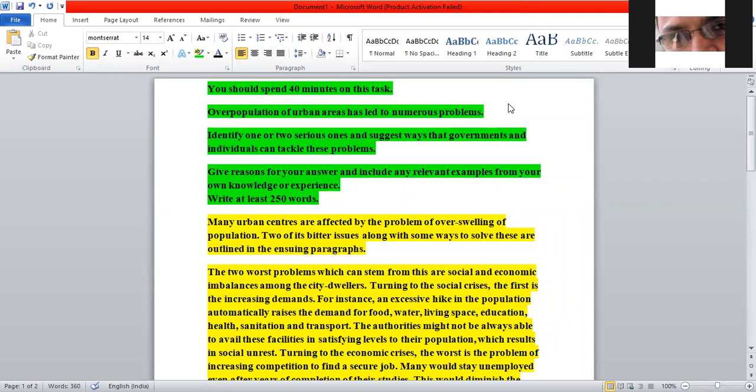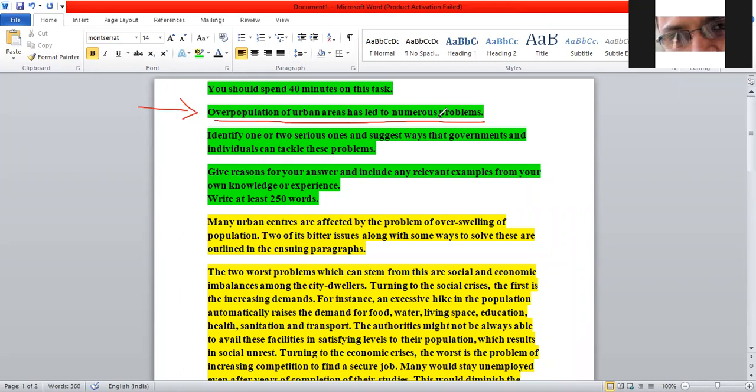Today we are going to discuss a problem solution question. So in this problem solution question, we do have two parts. The first part is the statement part in which the topic is addressed. Overpopulation of urban areas has led to numerous problems. So we are going to deal with increasing population in urban areas. So the topic is very clear.